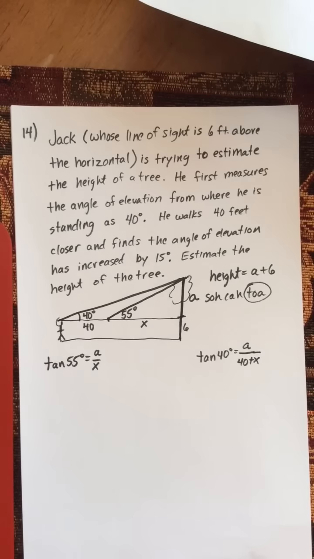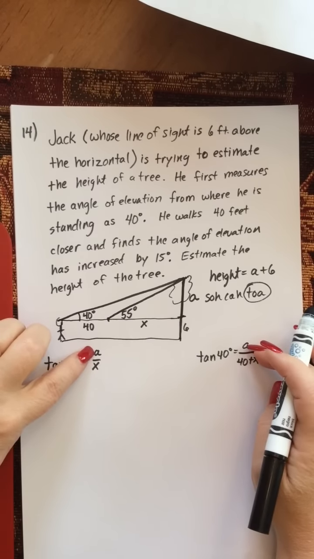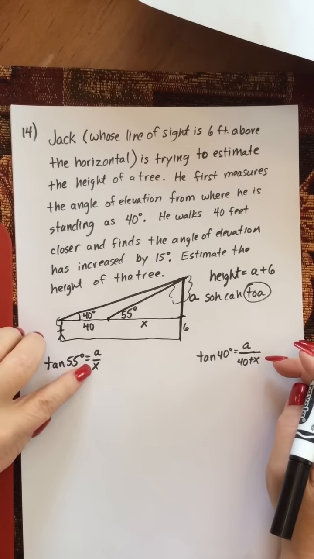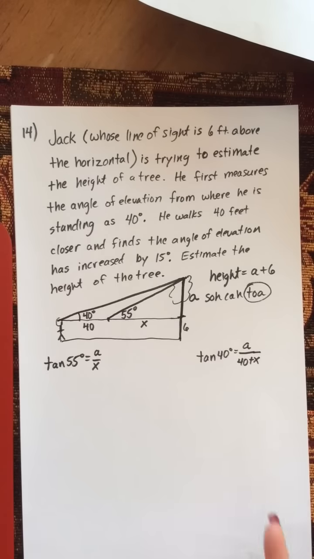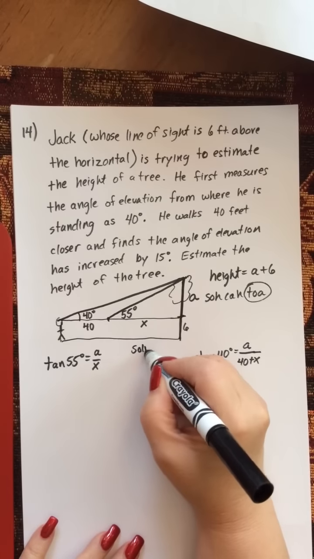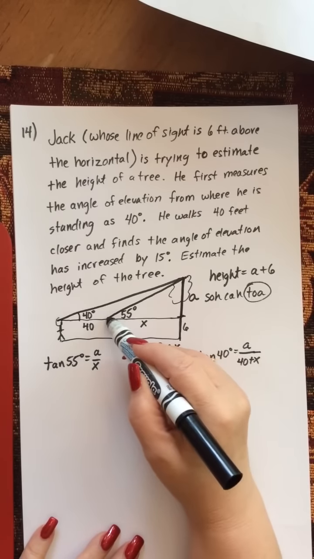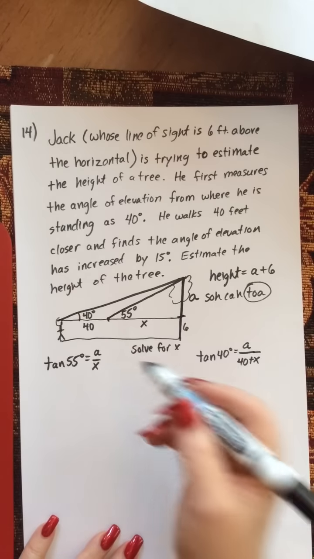What I would like to do is solve both of these equations for A. Actually, no. I want to solve them both for X. Then I'll have two equations equal to X with A's in them, and then I'll put those together, okay? So I'm going to first solve for X. And remember, X is how far the second time he was from the tree, okay?